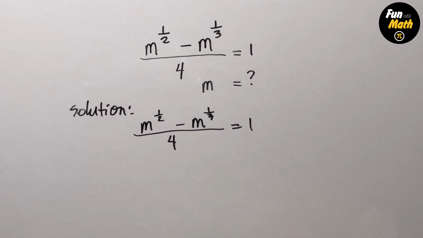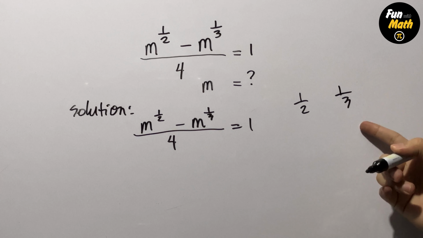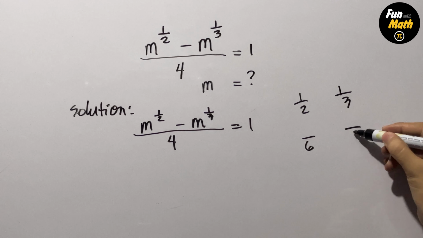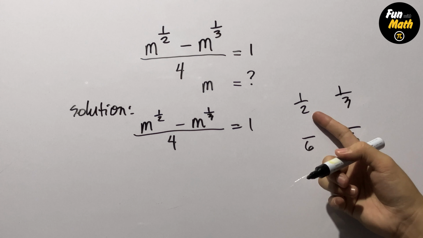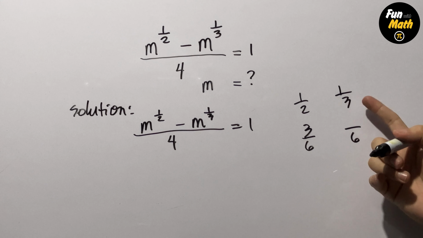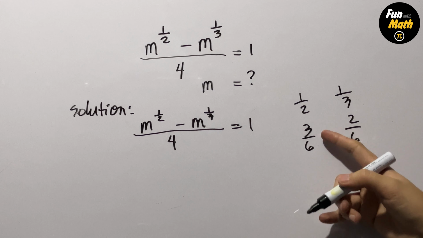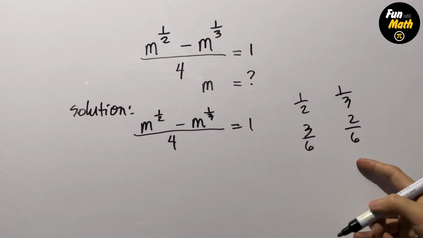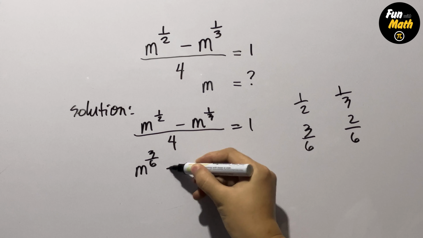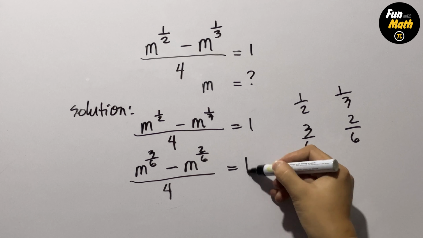Now for this, the powers 1/2 and 1/3, we can use an LCD, and the LCD is 6. 6 divided by 2 is 3, 3 times 1 is 3. Next, 6 divided by 3 is 2, 2 times 1 is 2. So we have 3 over 6 and 2 over 6. So let's replace. That's (m to the power of 3/6 minus m to the power of 2/6) all over 4 is equal to 1.